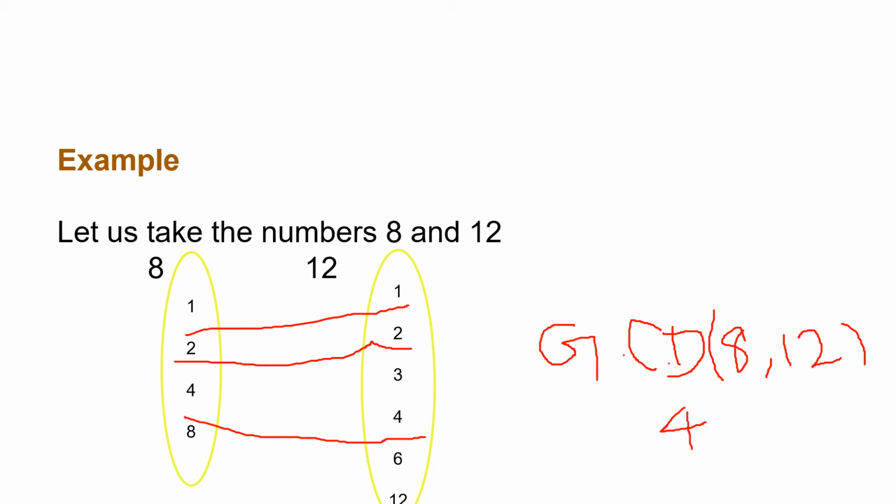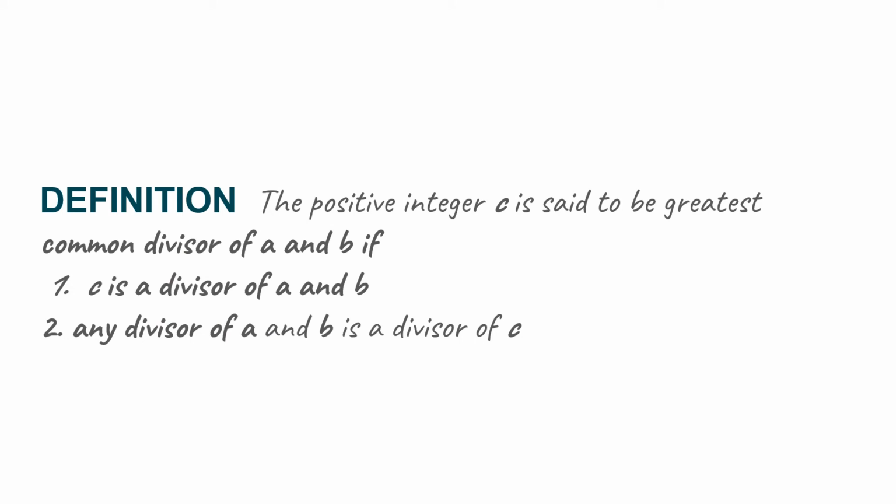Next, the definition. The positive integer c is said to be the greatest common divisor of a and b if it satisfies two conditions. Condition number 1: c is a divisor of a and b. Second, any divisor of a and b is a divisor of c.